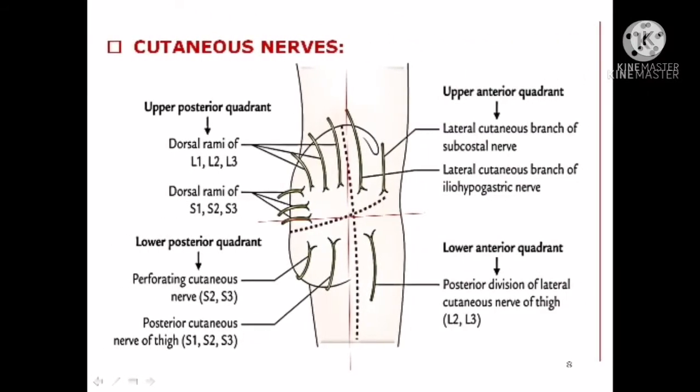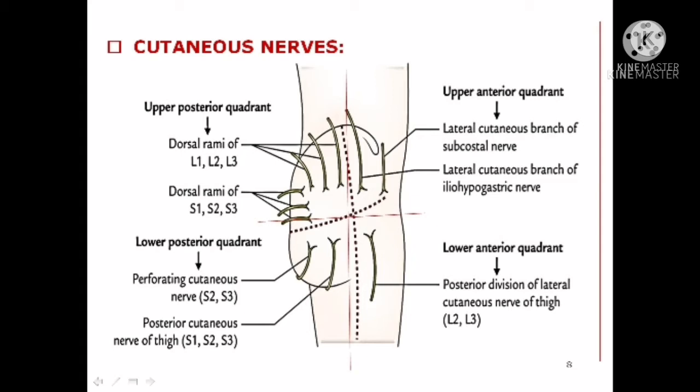The cutaneous or sensory nerve supply of the gluteal region. Each of the right and left gluteal regions is divided into four quadrants regarding their nerve supply: the upper anterior quadrant, the lower anterior quadrant, the upper posterior quadrant, and the lower posterior quadrant.